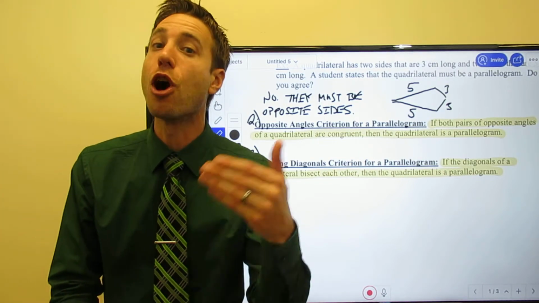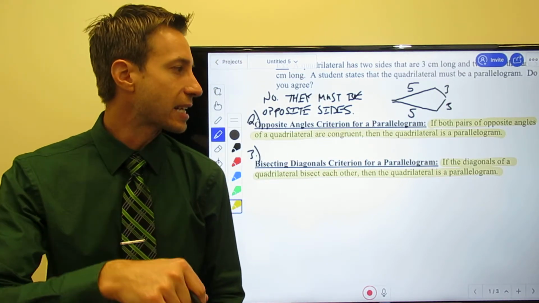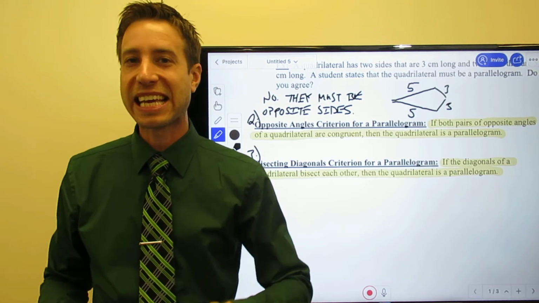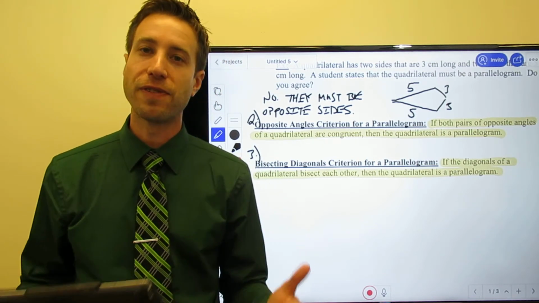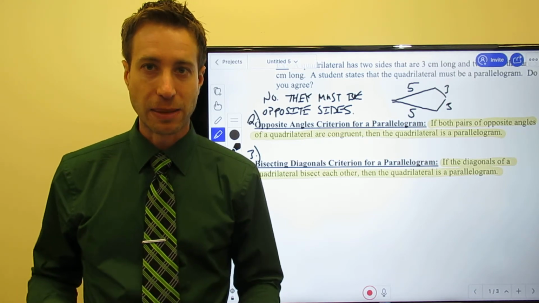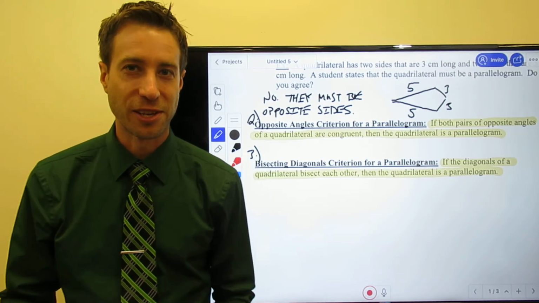All right, now that we know the criteria, on the next page of the notes we'll take a look at a few example problems. Can we show that the figures are in fact parallelograms? I'll see you guys on the next page.